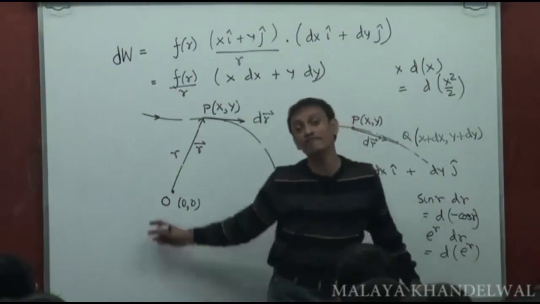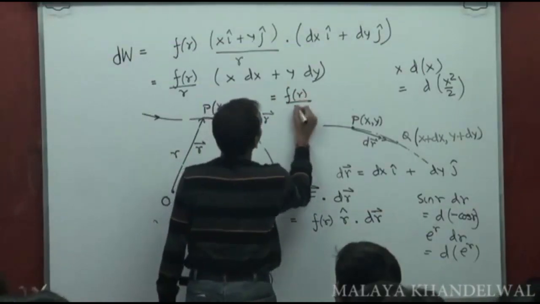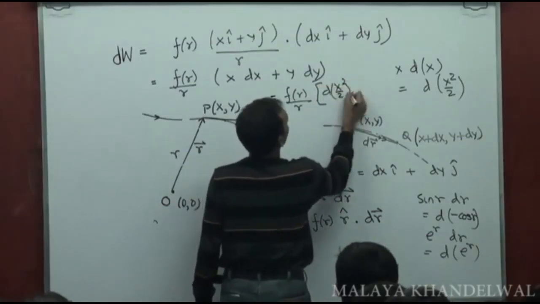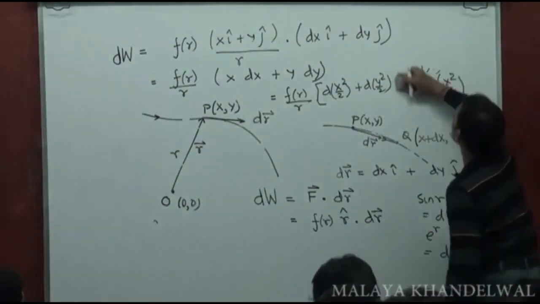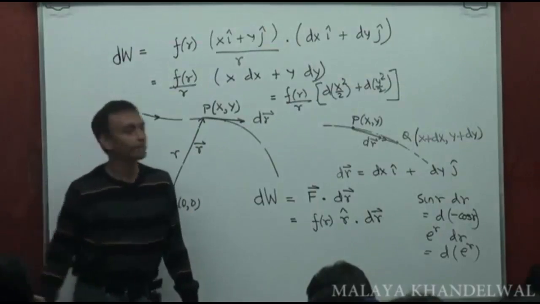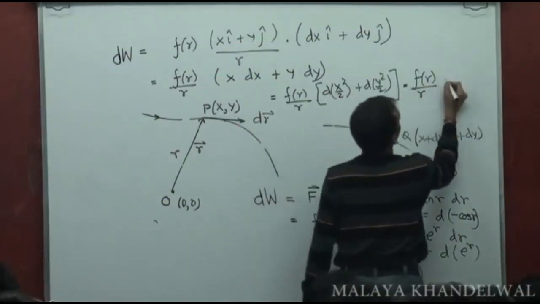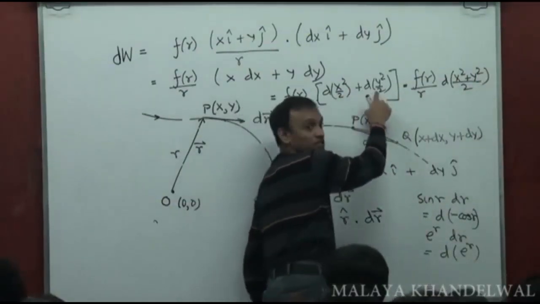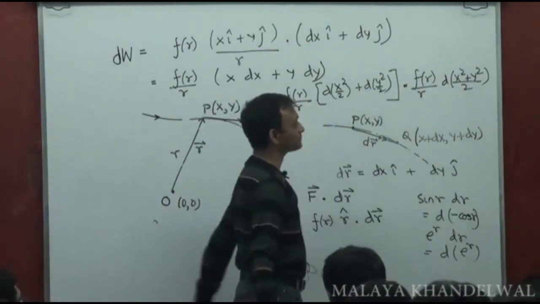y dy is going to be d of y squared by 2. So then this expression becomes f of r by r into d of x squared by 2 plus d of y squared by 2, which is f of r by r into d of x squared plus y squared by 2. Right? Change in a plus change in b would be change of a plus b. So it is d of x squared plus y squared by 2.